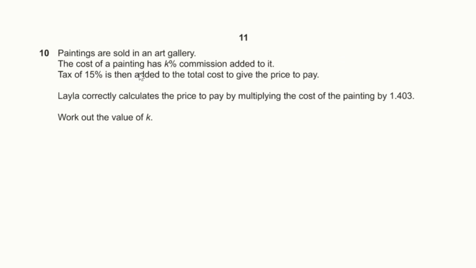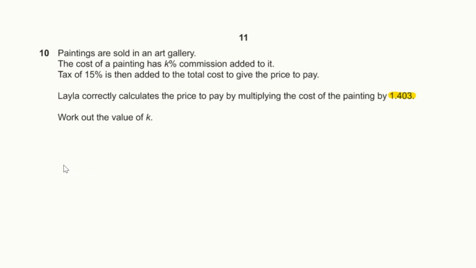Question number 10. Paintings are sold in an art gallery. The cost of a painting has K% commission added to it. The tax of 15% is then added to the total cost to give the price to pay. Layla correctly calculates the price to pay by multiplying the cost of the painting by 1.403. We have to work out the value of K. Well, we've got our final multiplier being 1.403.